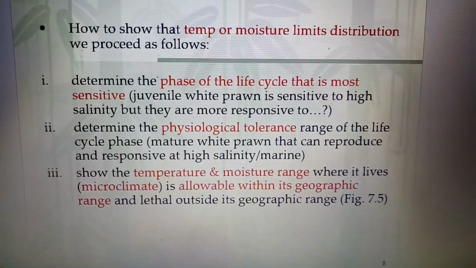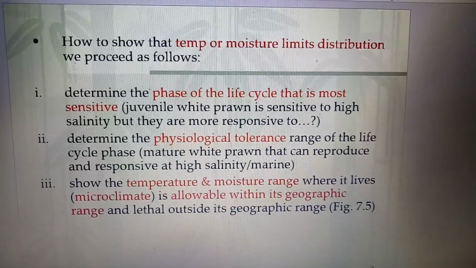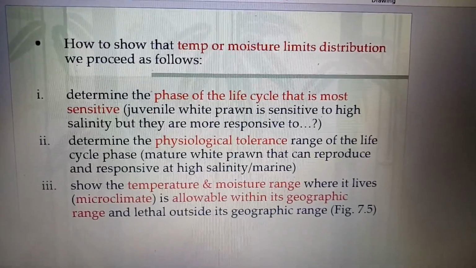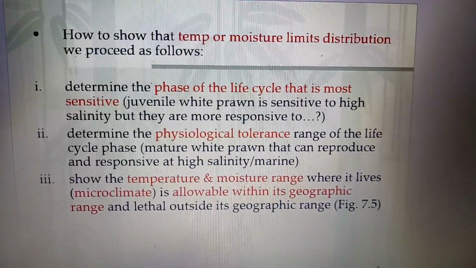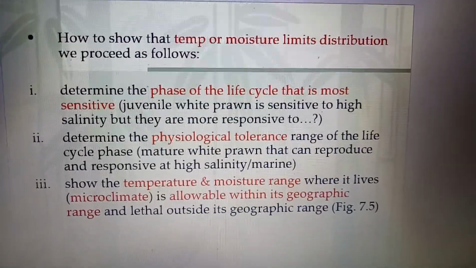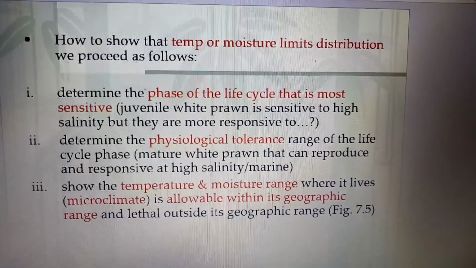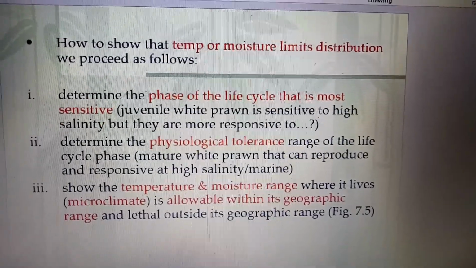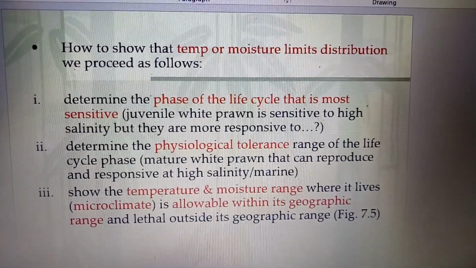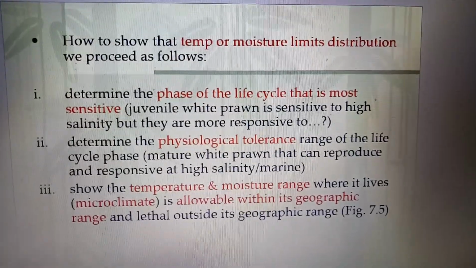Okay, how to show that temperature or moisture limit distribution? We will proceed as follows. Number 1, determine the phase of the life cycle that is most sensitive. For example, juvenile white prawn is sensitive to high salinity, but they are more responsive while they are in deeper areas.